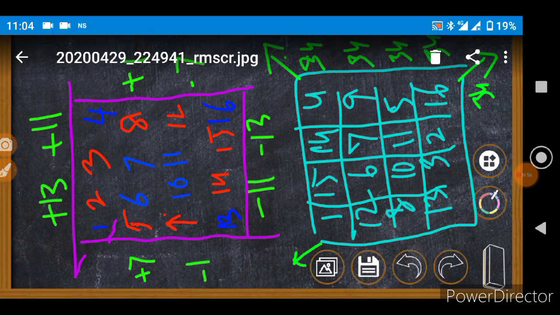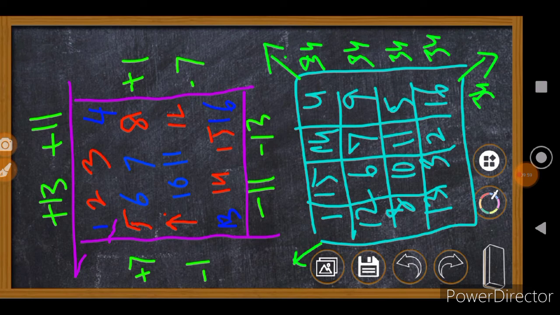1 plus 15, 16, 16 plus 4 is 20, 20 plus 14 is 34. 12 plus 6 is 18, 18 plus 7 is 25, 25 plus 9 is 34. 8 plus 10 is 18, and 18 plus 11 is 29, 29 plus 5 is 34. 13 plus 3 is 16, 16 plus 2 is 18, and 18 plus 16 is again 34. This is what you are here to verify.